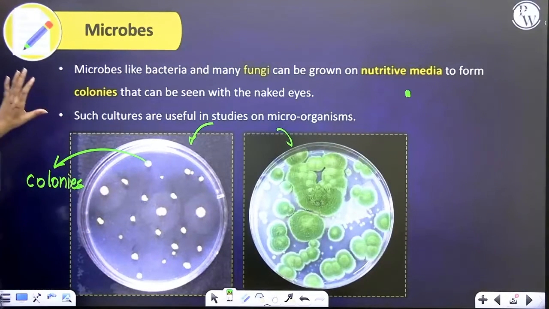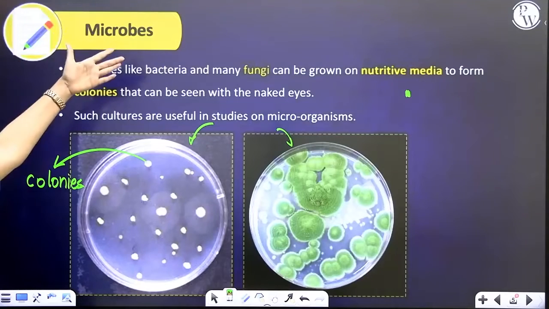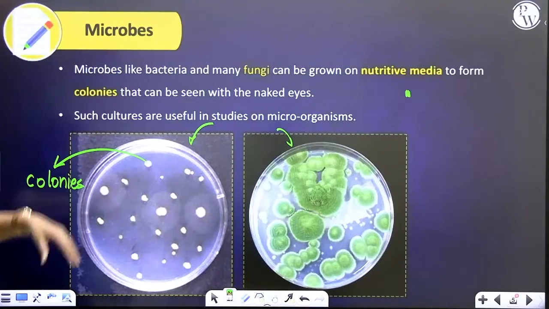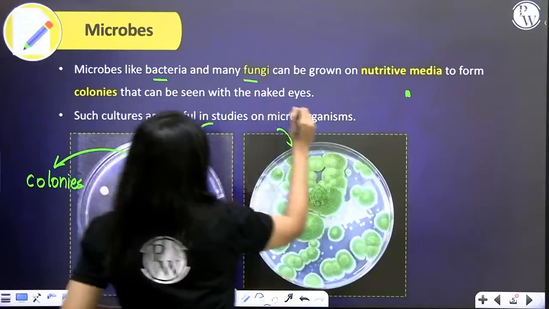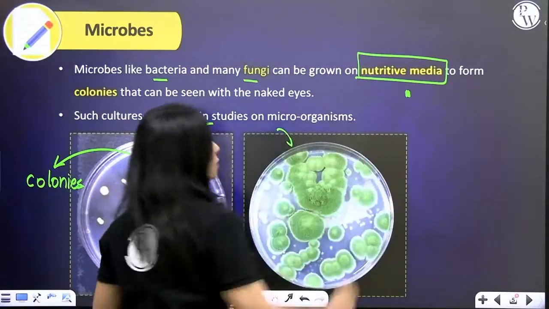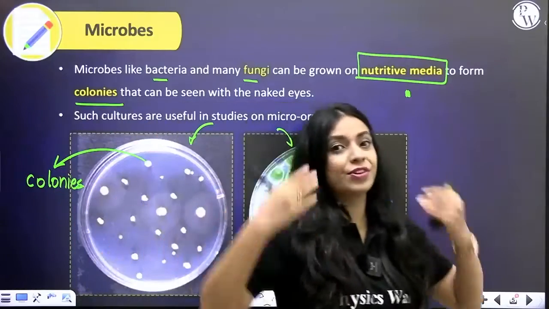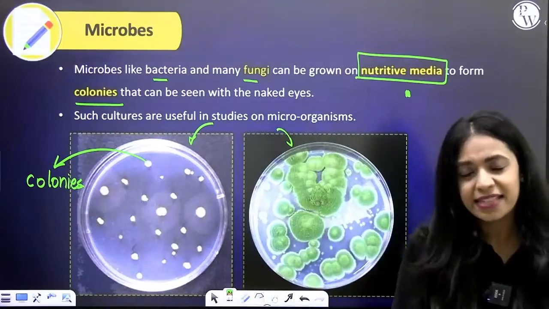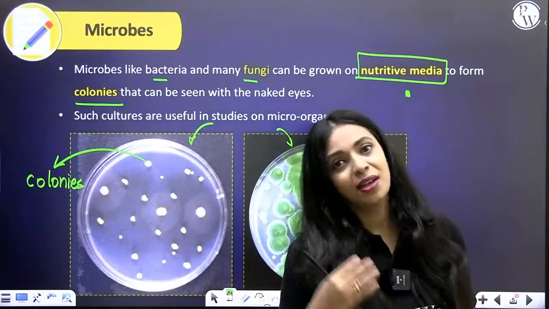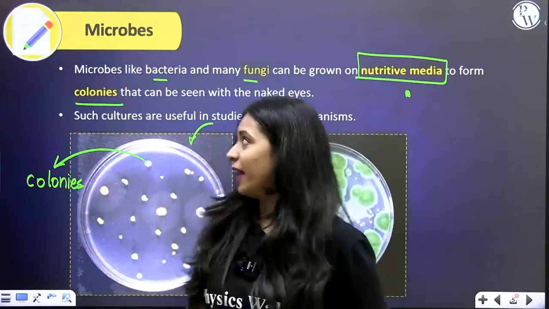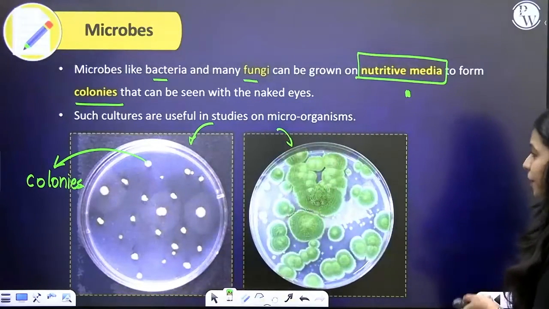So, though microbes cannot be visible to the naked eye, many bacteria and fungi grown on nutrient media will form colonies that are very easily visible to your naked eye. And these kinds of colonies are used in microbiological studies. All right. So that's one thing that you'll have to remember.